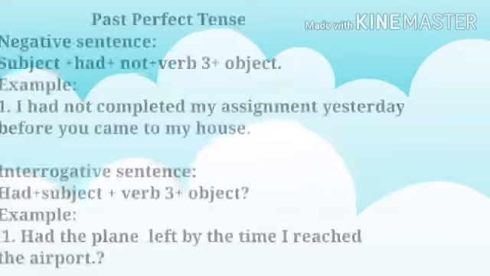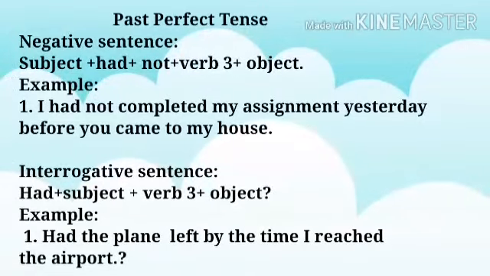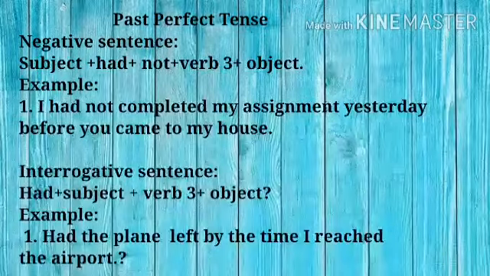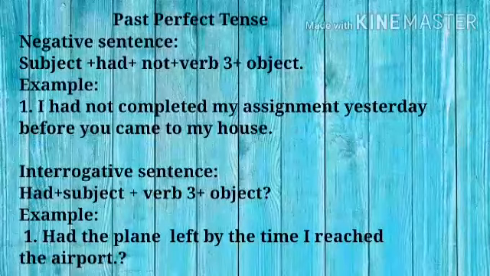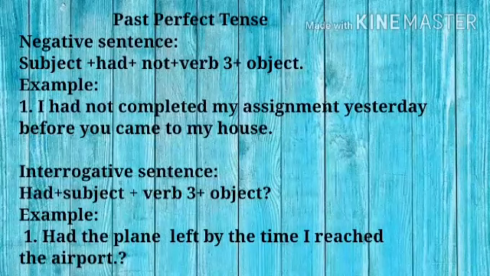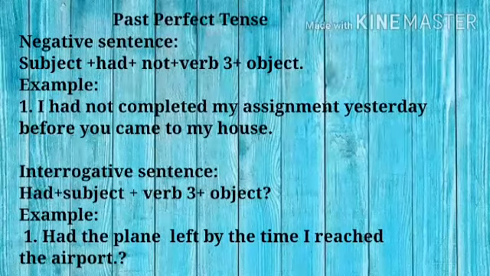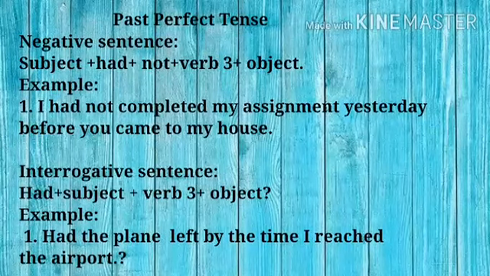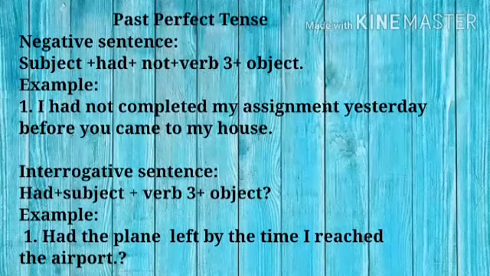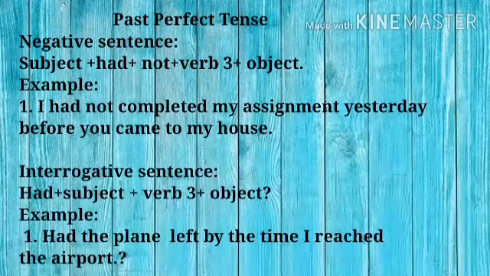Let's make negative and interrogative sentences by past perfect tense. For making negative, we will use not at third place. Subject plus had plus not plus third form of verb plus object. For example, I had not completed my assignment yesterday before you came to my house. And for making interrogative sentence, we use had at first place: had plus subject plus third form of verb plus object. For example, had the plane left by the time I reached the airport? Now this is asking a question.